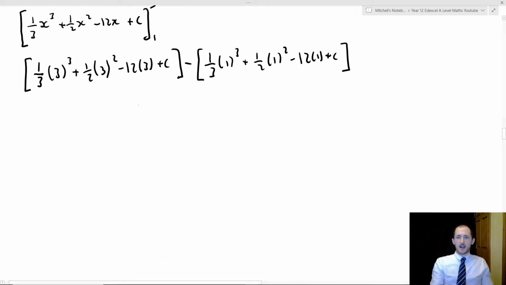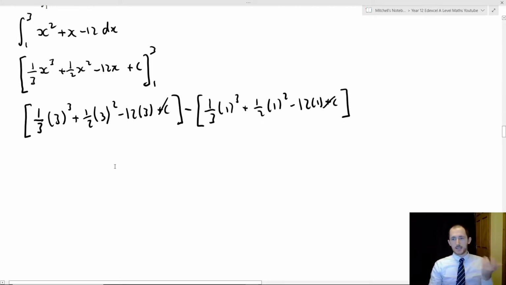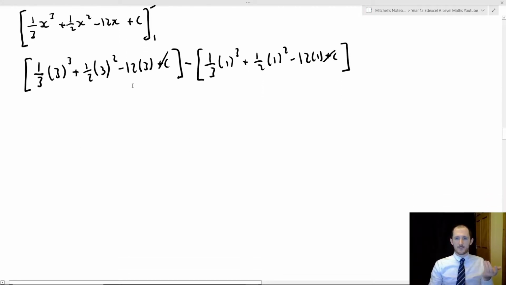And if you see, I have a plus c minus c. These terms will always cancel out because there's never an x with the c, so I never substitute anything different. So I can always just get rid of the plus c. Now again, on your calculator, you can work out the first bracket and the second one and subtract it, or do whatever you want to do. I'm going to do it properly, but you can also just sub the whole thing in your calculator, right?